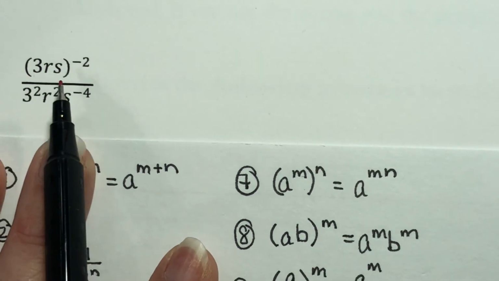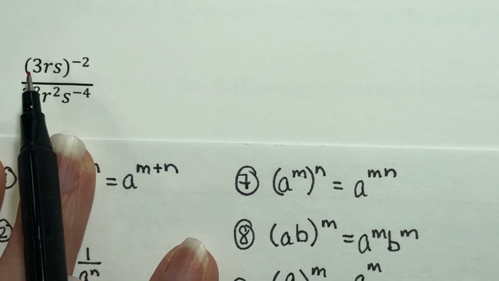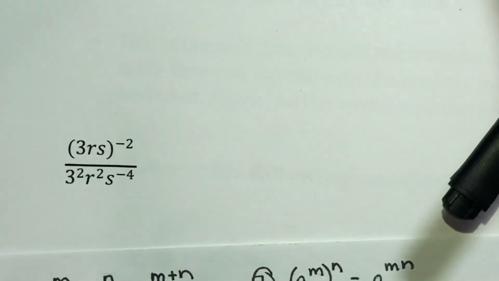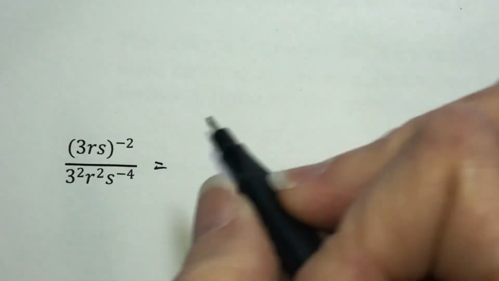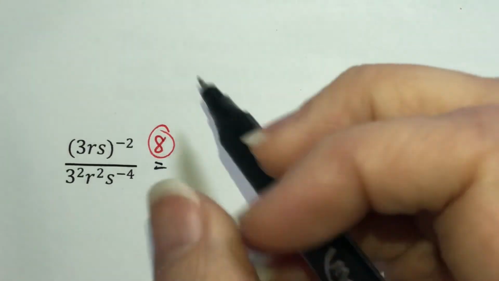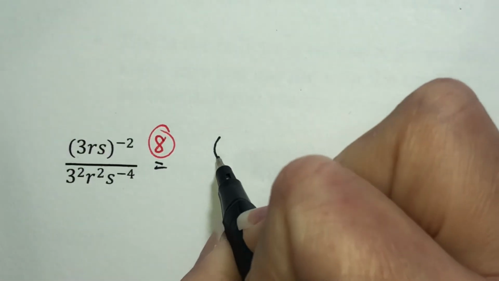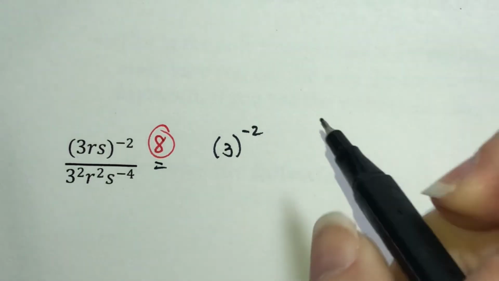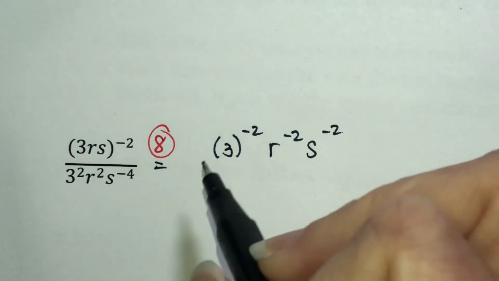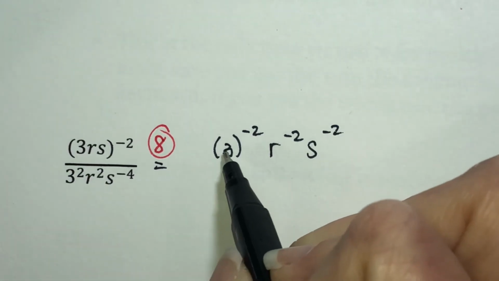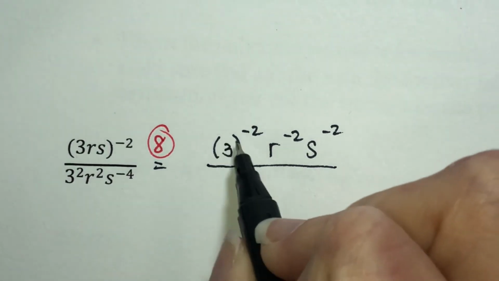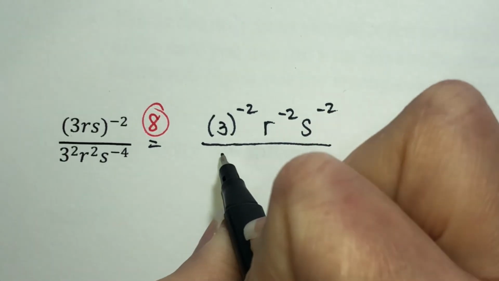Here I have 3 things multiplied together, and so each of these will get that negative exponent when I apply property number 8. Okay, so I get 3 to the negative 2, r to the negative 2, s to the negative 2. I used parentheses here because if this happened to be a negative, it would really matter, but it doesn't matter in this step, really, because 3 is a positive number. And I'm just recopying the bottom.